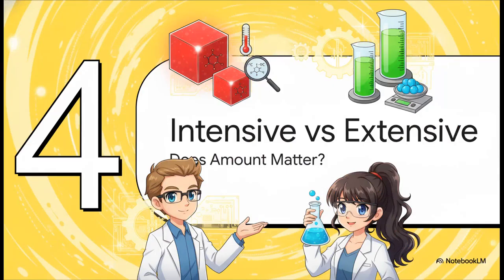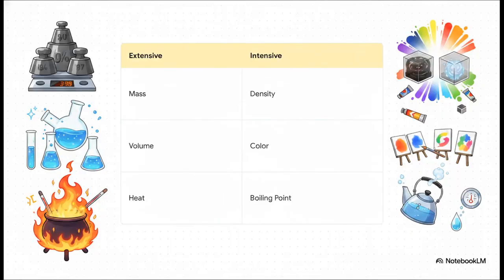Next up, Section 4, Intensive versus Extensive Properties. Basically, does the amount of matter change its traits? This is a really important distinction for scientists. Extensive properties depend entirely on how much of the matter is actually there.